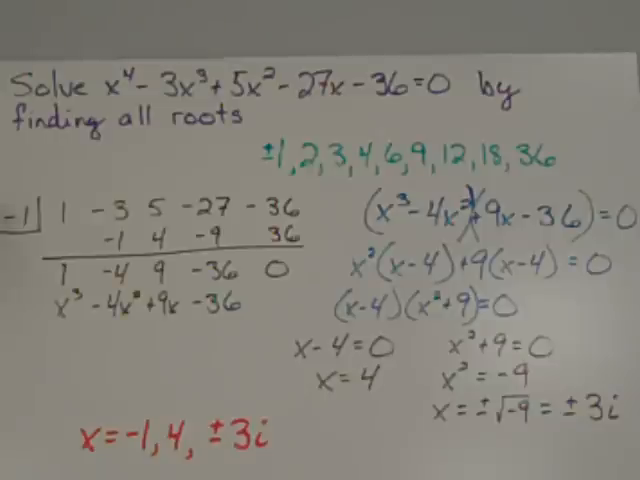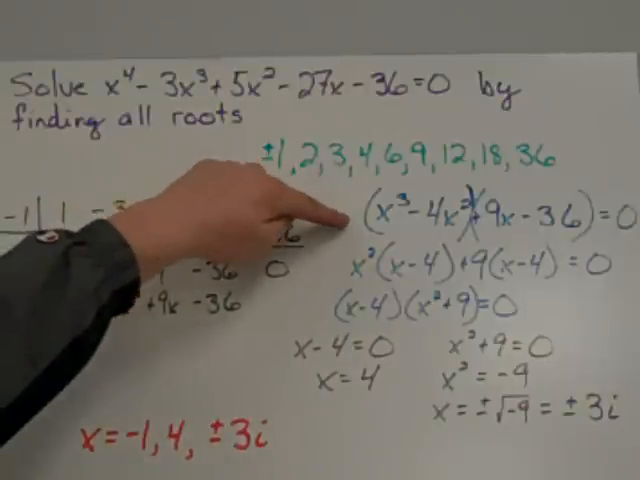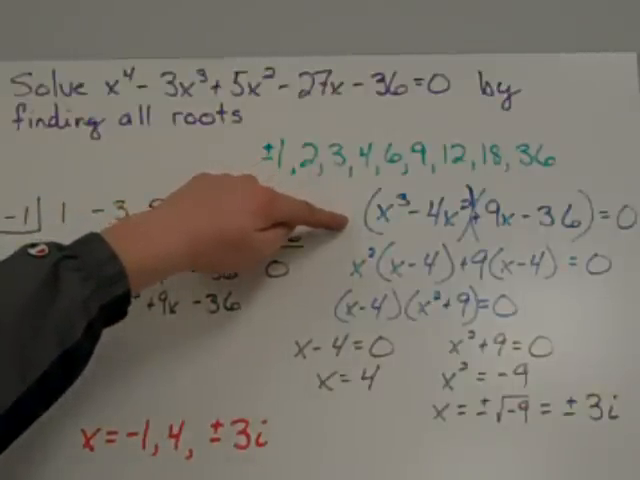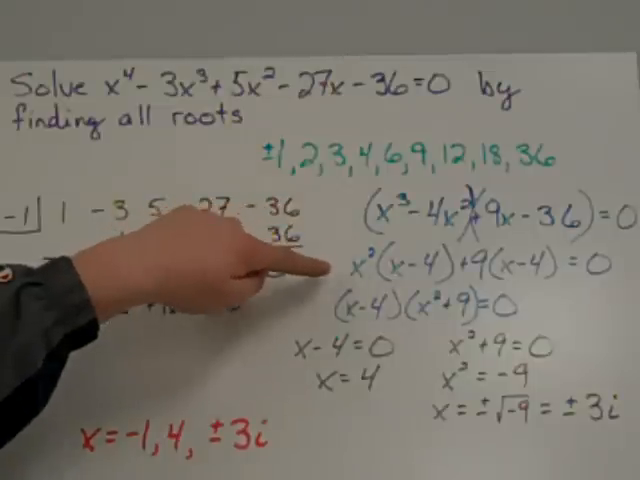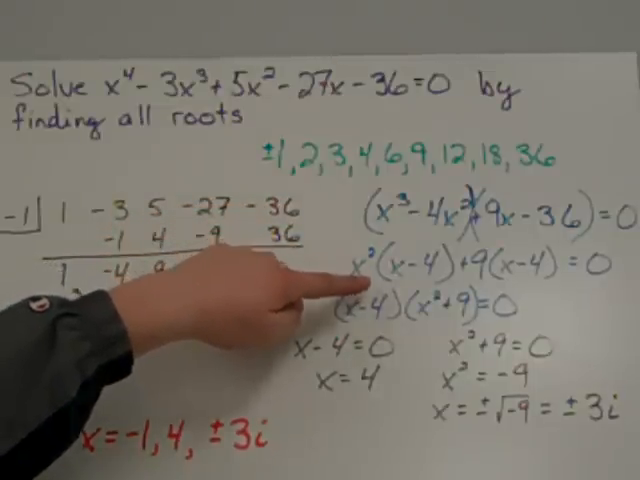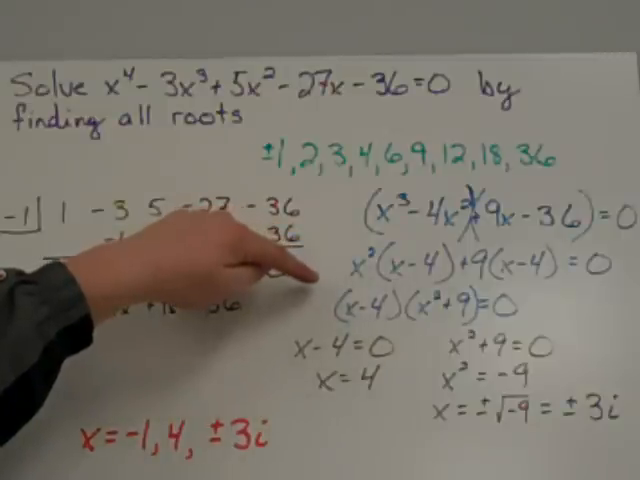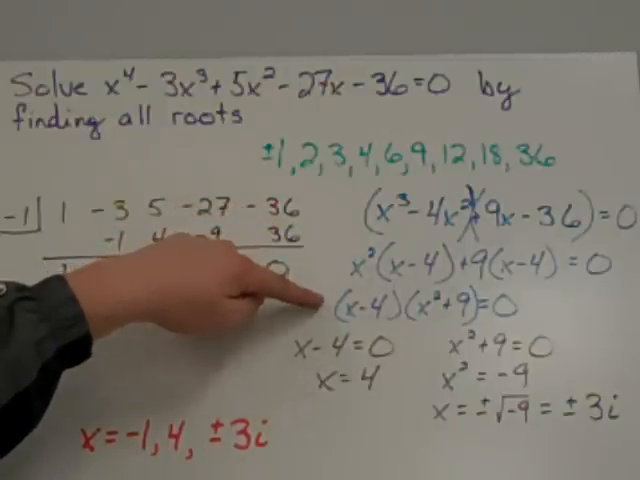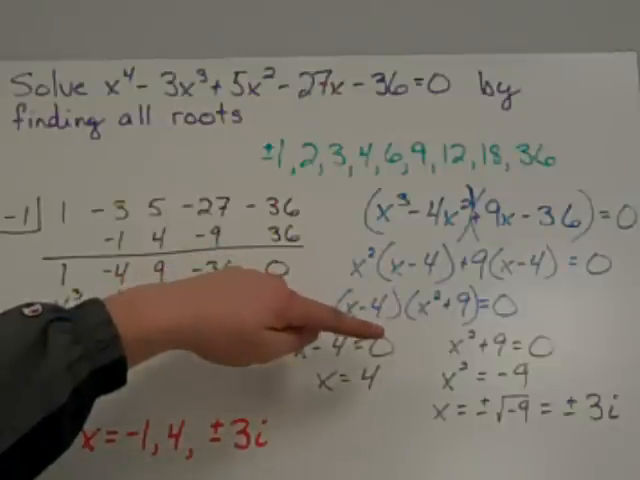And notice, here's my work for using negative 1 with synthetic division. I got 0 as a remainder, so that told me that it was a solution or a root to the equation. And it left me with x cubed minus 4x squared plus 9x minus 36. So I took that and I tried to factor it. And that one did factor. I grouped them up, took out the x squared, left me with x minus 4. I took out the 9, that left me with x minus 4. So I have x minus 4 times x squared plus 9 equals 0.